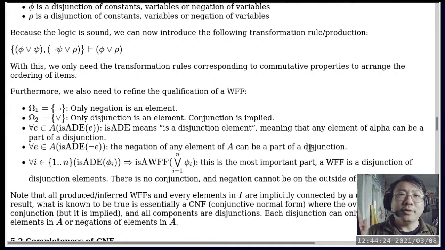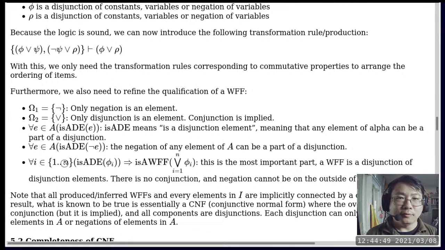Okay, pick a thing from alpha, that is a disjunctive element. And if you pick anything from alpha and you decide, but I want to negate it, well, that's okay. It is still considered a disjunctive element. So now we move on to is a well-formed formula. What is considered a well-formed formula in this case?